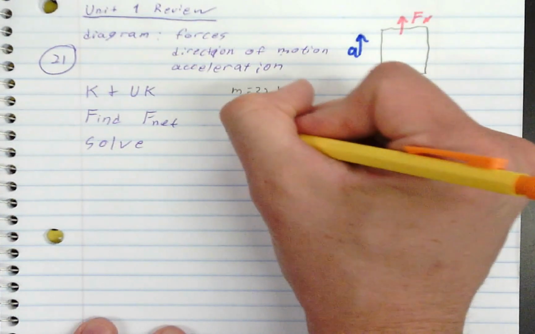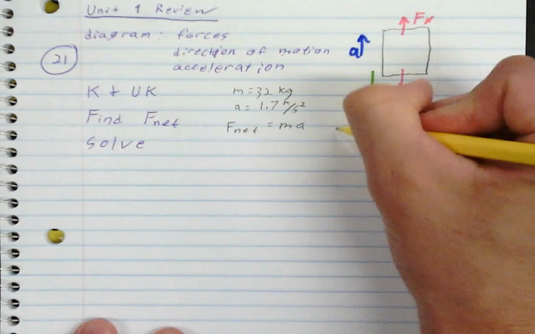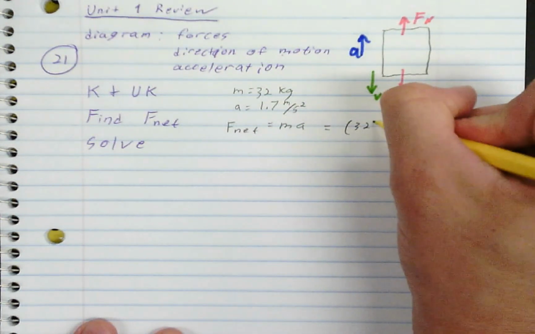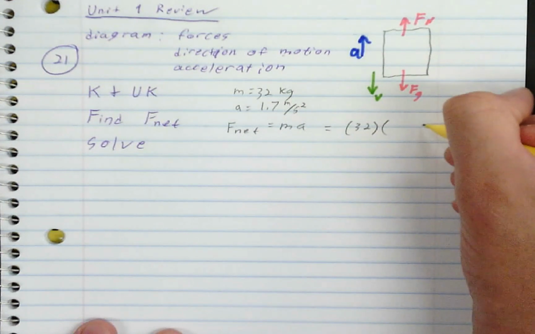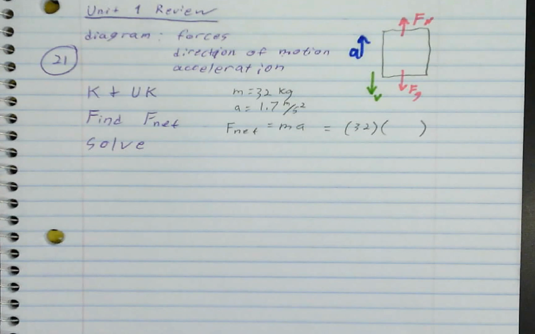So F net equals MA. And in this case, the mass is 32, and A is 1.7. Now, we have to be careful. We have to be careful about directions. So we need to make sure we're plugging in the correct directions, positive or negative. Now, the way I always do it is to make the direction of motion positive. So anything that's against that, I make negative.